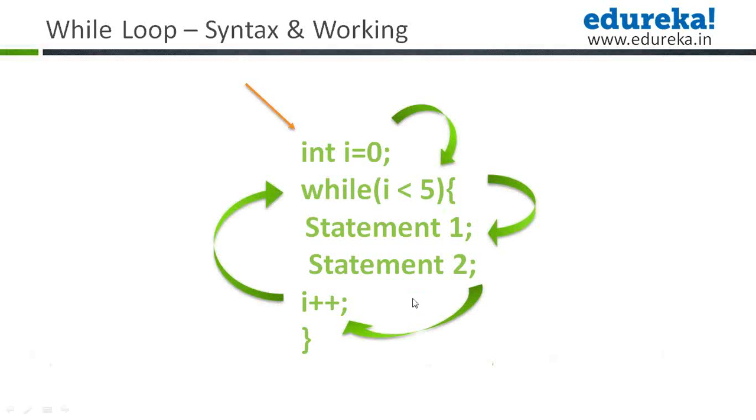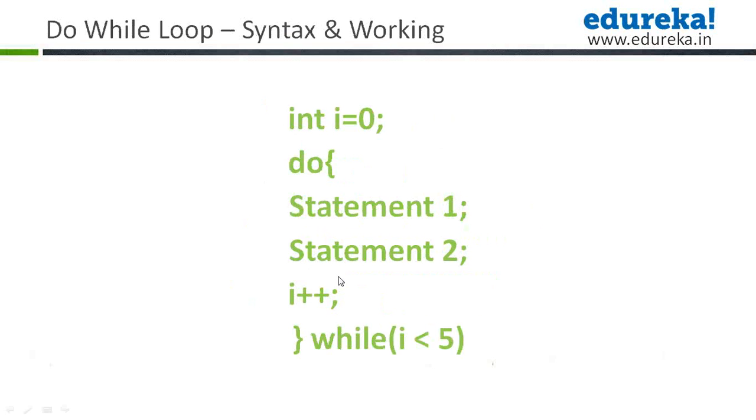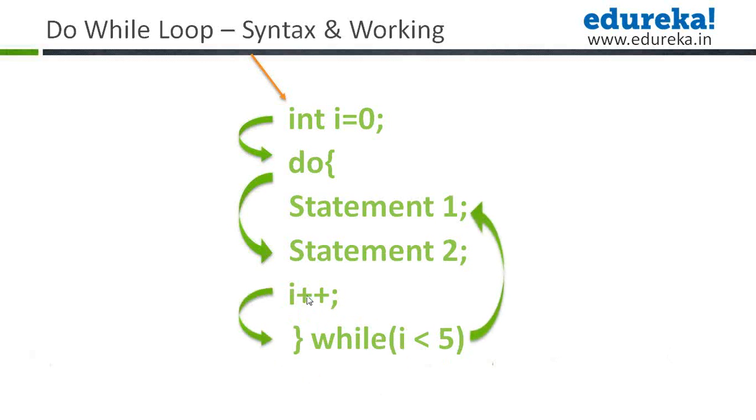So I hope you're clear with while loop also, and then we come to the do while loop. In do while loop, you've got an integer I equals to 0 initialized. After that, you come inside the do block and you execute the statement. After executing the statements, you come here, increment the value. After incrementing the value, check the condition. If the condition is true, it again comes and executes the statement, increments the value, and then again checks the condition. It will do the same thing till the value of I is equals to 5, that means the condition turns out to be false.